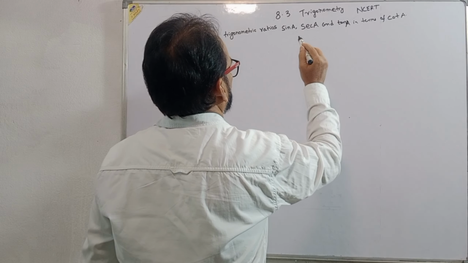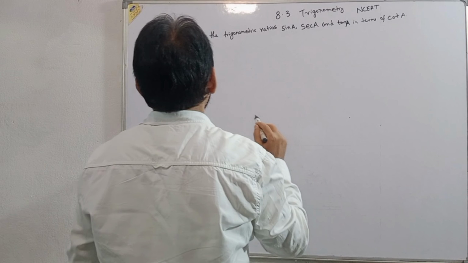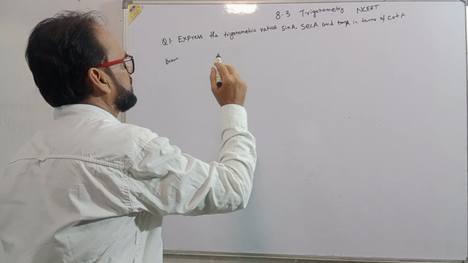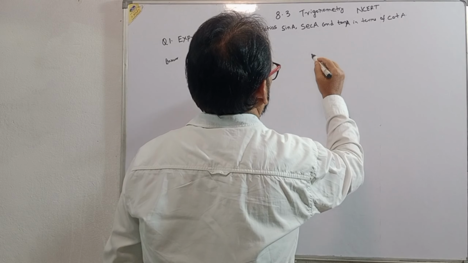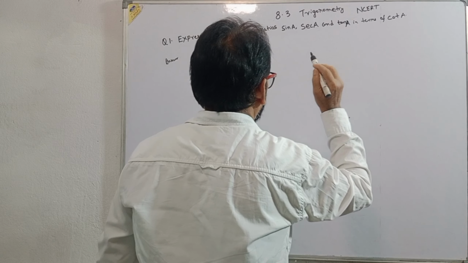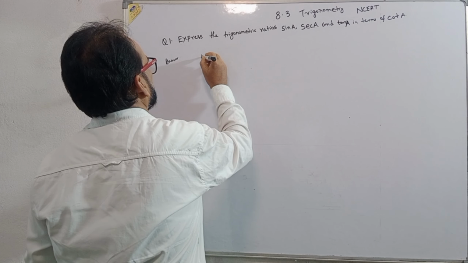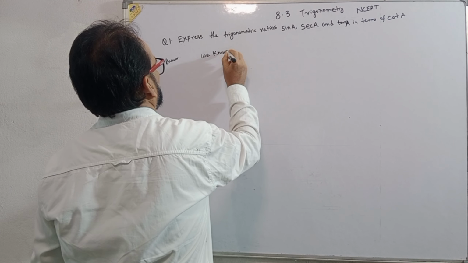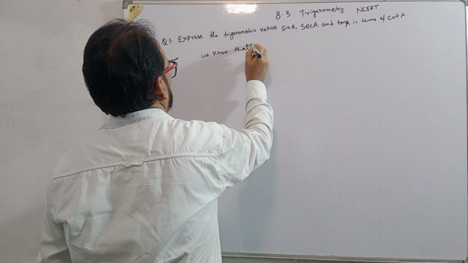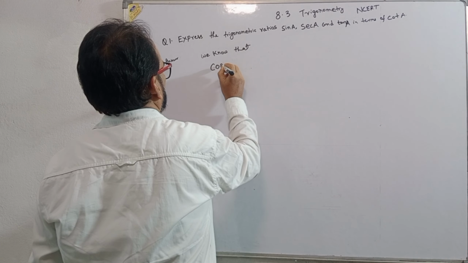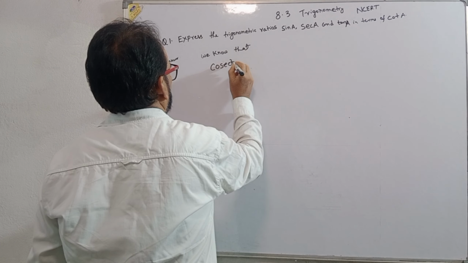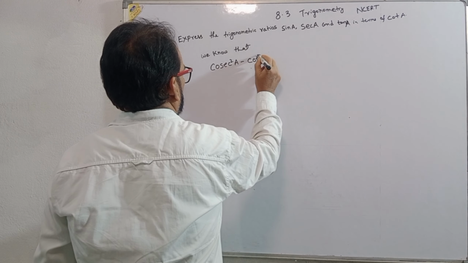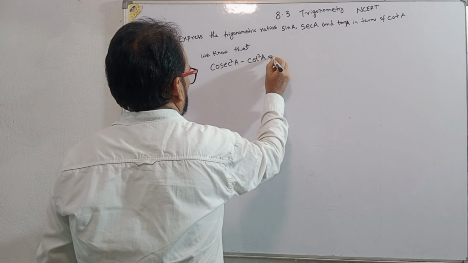Exercise 8.3 Trigonometry NCERT. Question 1. Express the trigonometric ratios sin A, sec A and tan A in terms of cot A. We know that cosec square A minus cot square A equals 1.